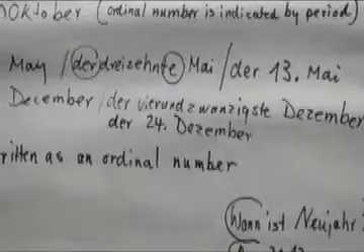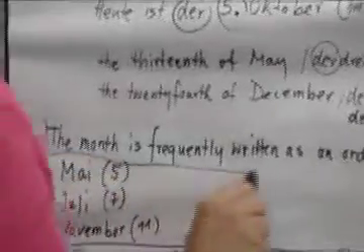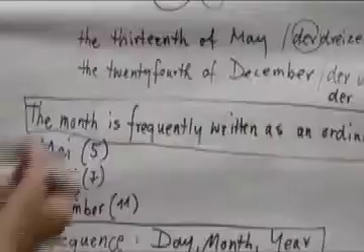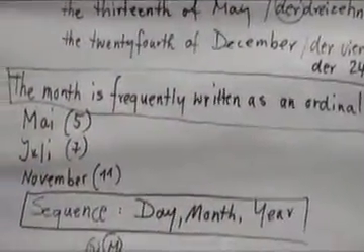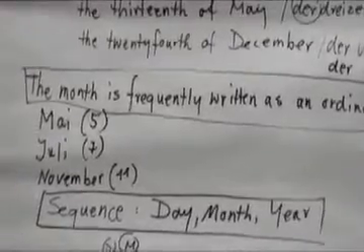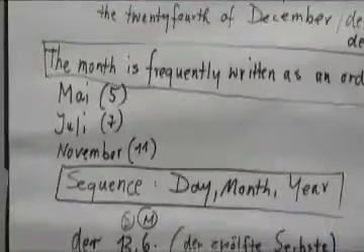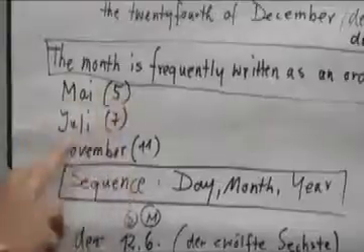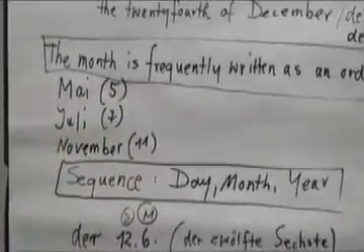Now, the month is frequently written as an ordinal number. What does that mean? So instead of saying May or Mai, May is the 5th month in the year, so we use the number 5, right? June is the 6th month of the year, so it would be signified by number 6. So, Mai, 5th month, July, 7th month, November is the 11th month.